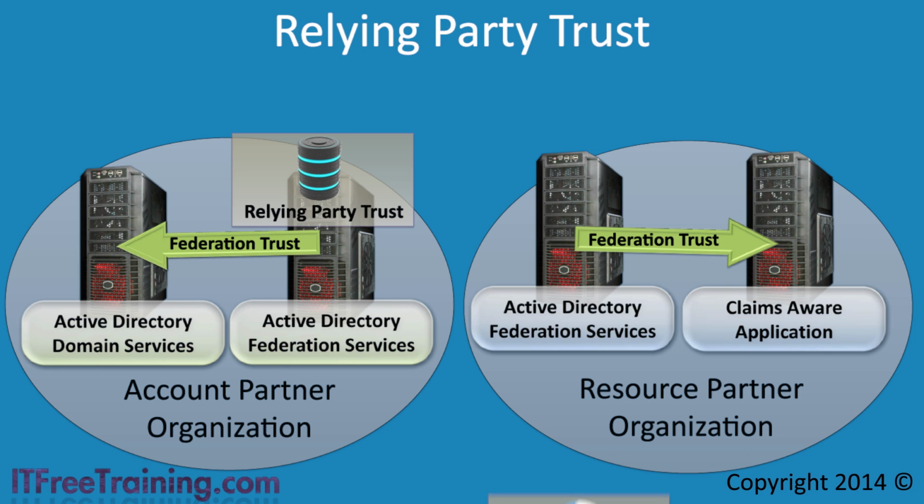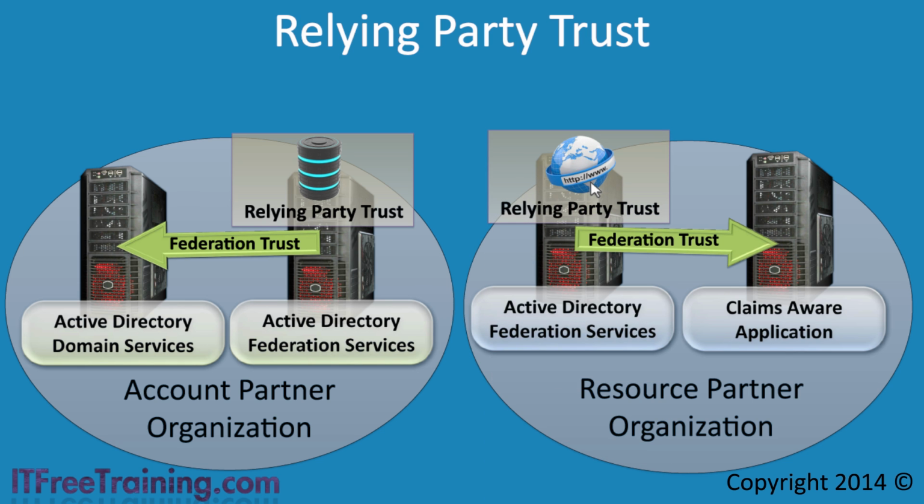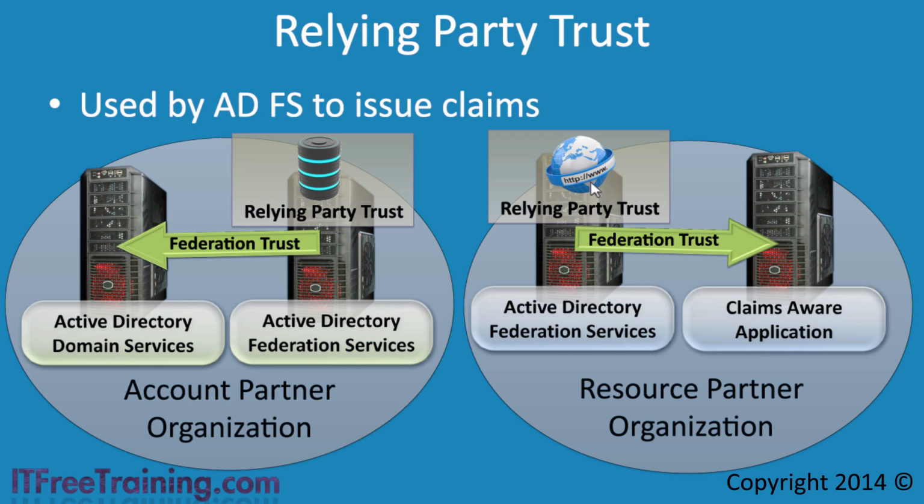Once again, the relying party trust is created on Active Directory Federation Services and defines the trust relationship between it and the claim-aware application. So, essentially, a relying party trust is used by Active Directory Federation Services to issue claims. If you get confused, remember, claims provider trusts accept claims. Relying party trusts create claims.